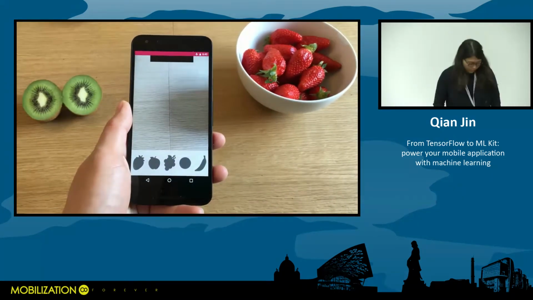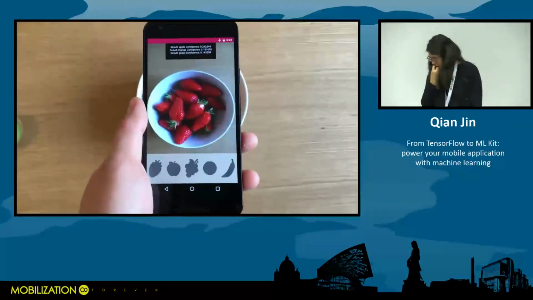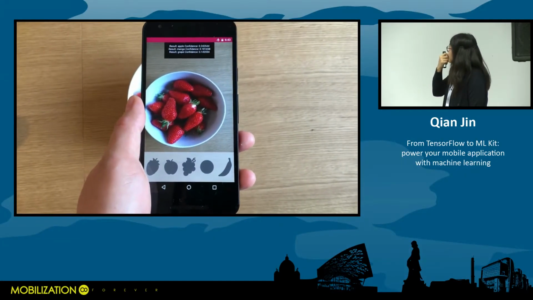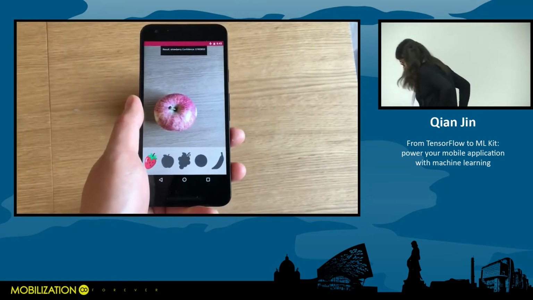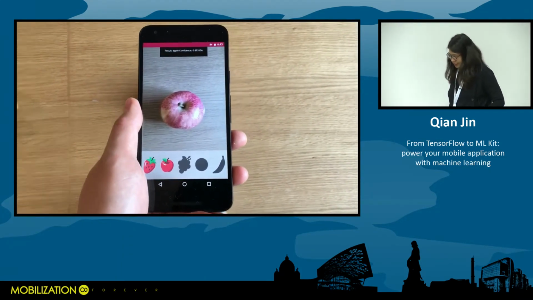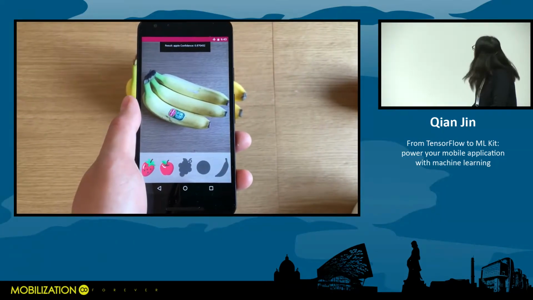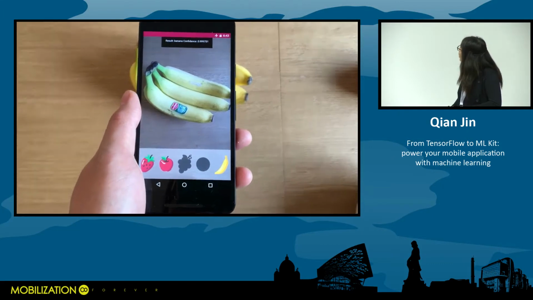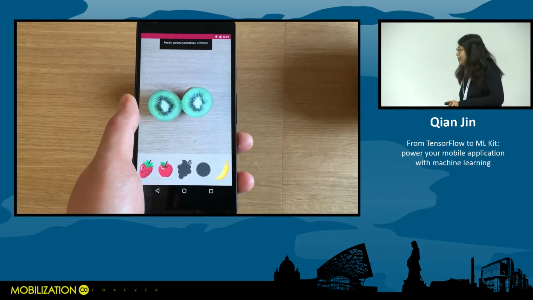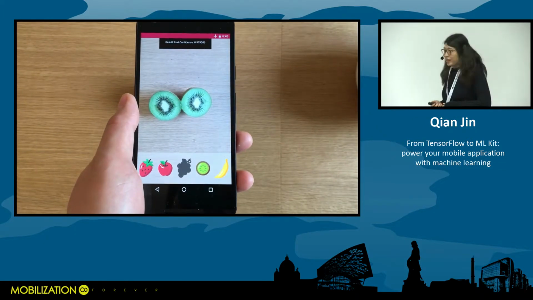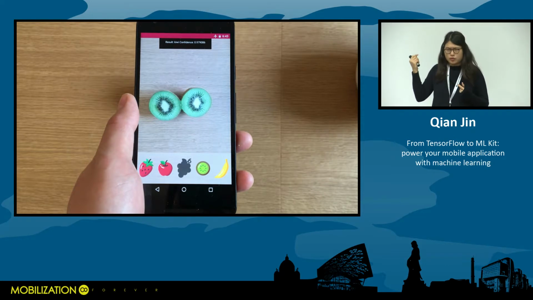Let's learn to say the name of some fruits. It takes a really long time. Apple. Like 3 or 4 seconds. Banana. Kiwi.